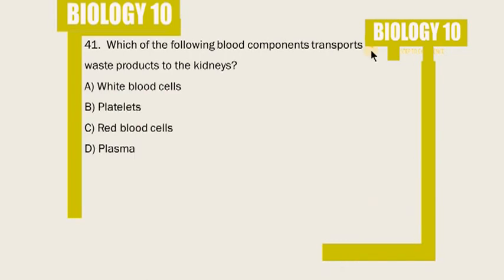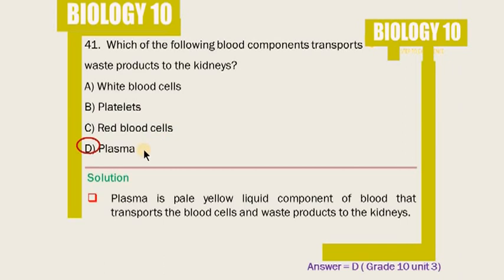Question 41. Which of the following blood components transports waste products to the kidneys? Is it A. White blood cells, B. Platelets, C. Red blood cells, or D. Plasma? The answer is D. Plasma. Plasma is a pale yellow liquid component of blood. It transports blood cells and waste products to the kidneys.